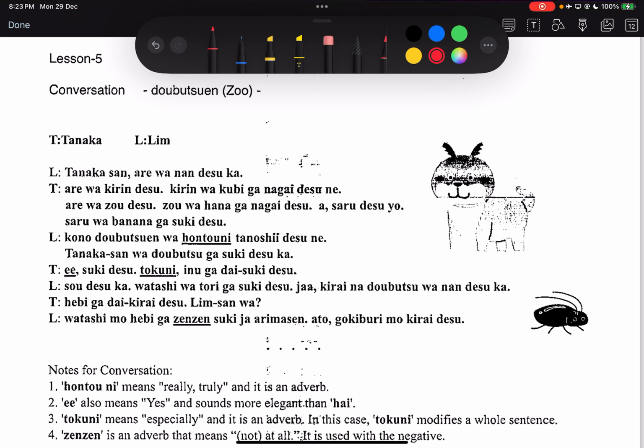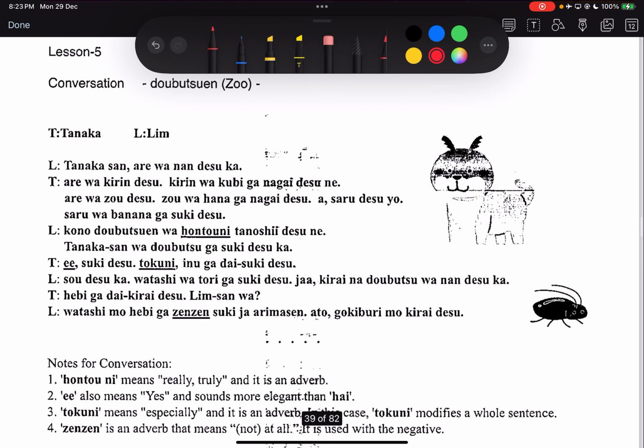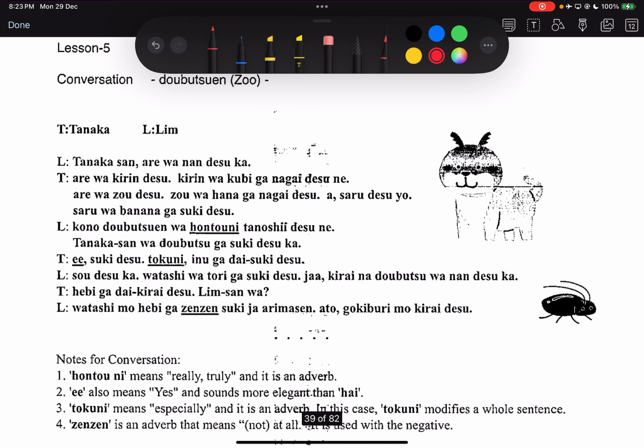Desu ne. Remember what's ne? Ne is asking for confirmation. It's like fun, right? This zoo is very fun, right? So it's just asking for confirmation. So この動物園は本当に楽しいですね。田中さんは動物が好きですか? So for Tanaka-san, do you like animals? Like animals?